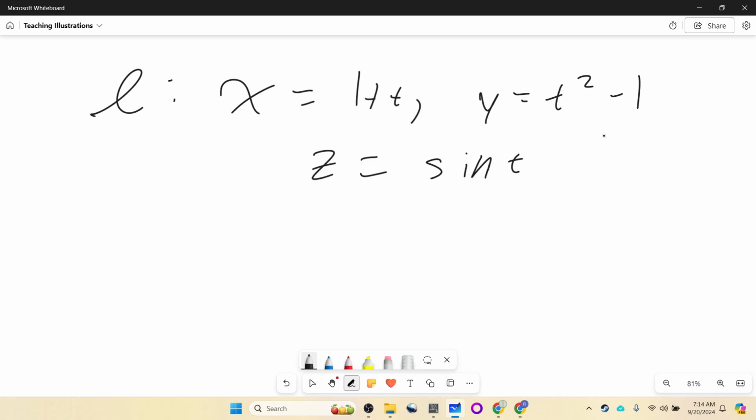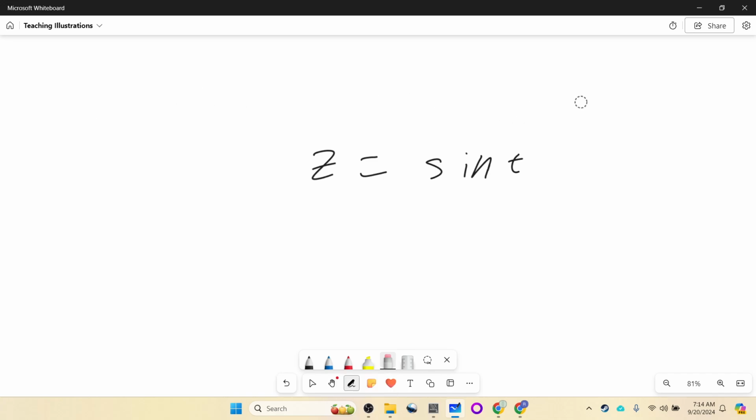If we knew any one of these, maybe not y, but if we knew x, we could solve for t, and then we could plug into the other. So really, t was the only variable, and all the others depended on it. So in that case, even if it looked like there were multiple variables, there was really only one, because all the others were based on it.